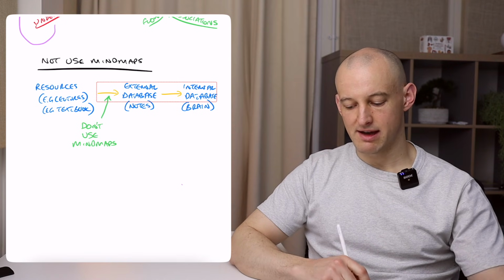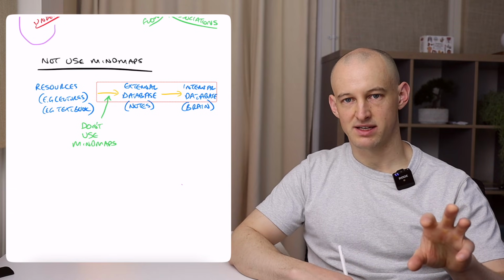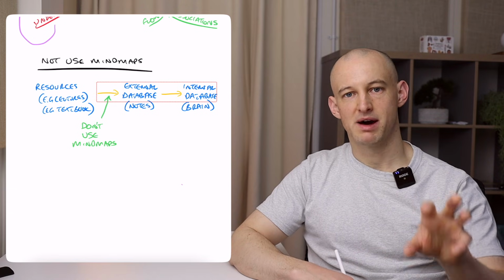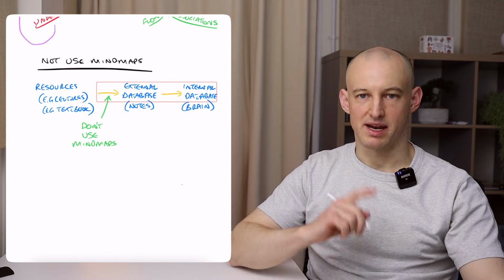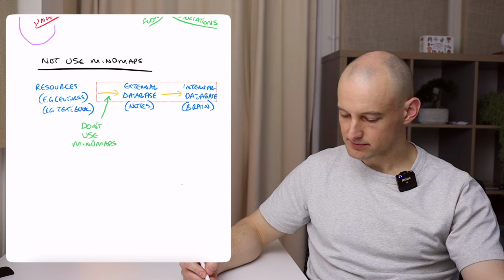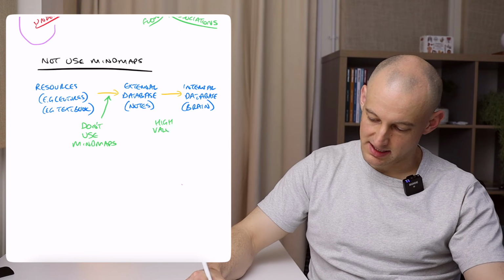Because what you're doing there is saying, okay, I take the textbook, create a mind map, that's my external database, and then use the mind map to learn from. I wouldn't recommend doing it that way, and I'll explain why in a second. This is the high value activity.